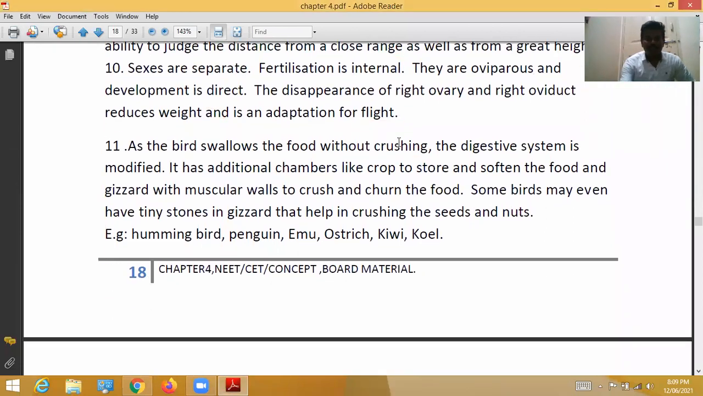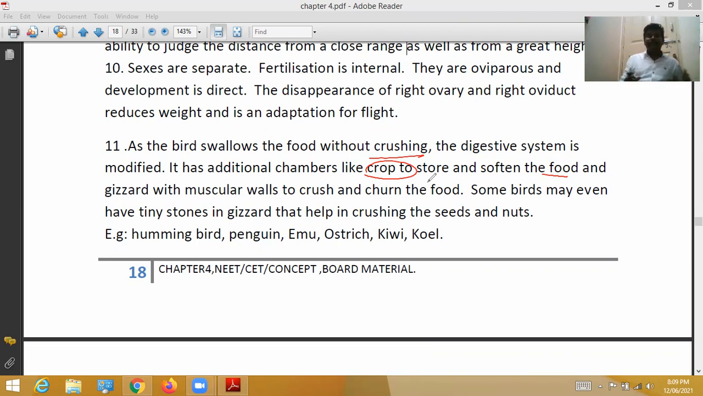As the birds swallow the food without crushing, they will not crush the food material, they will directly swallow. So the digestive system is modified. It has additional chambers like the crop, which stores the food and softens the food, and the gizzard, which is a muscular wall to crush and churn the food material.